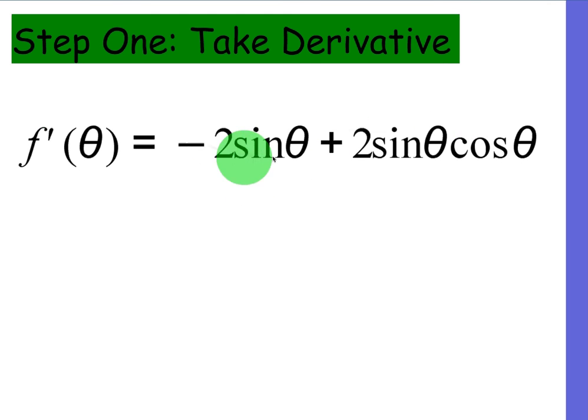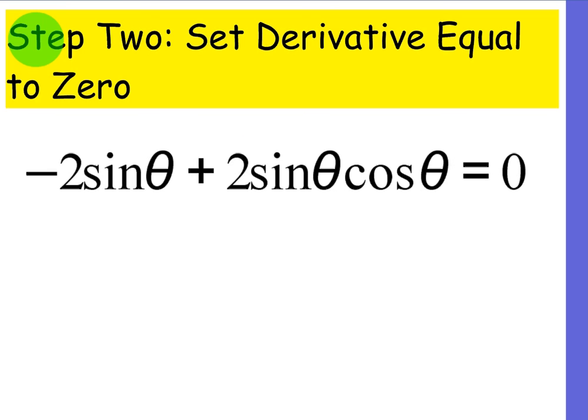Now we can see this is going to exist everywhere. Sine of theta, you can plug anything into it. The domain is all real numbers, same for cosine. So we don't have to worry about where this doesn't exist. Now the question is how you solve for where this equals 0.